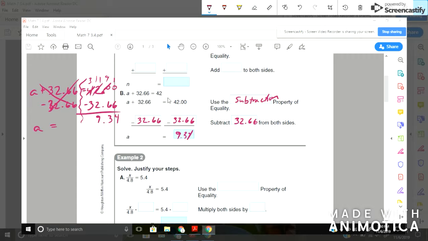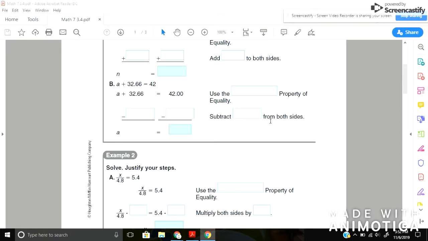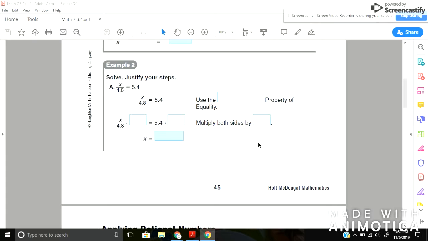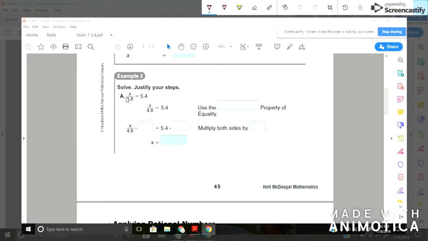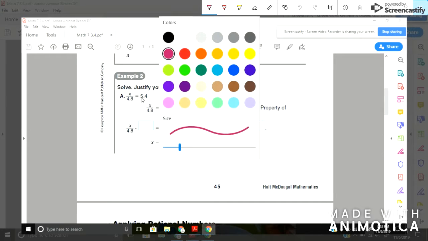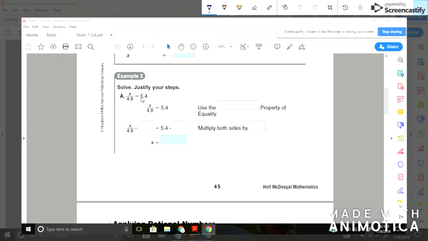When we move on to our next example now, you'll see that we're dealing with another operation. We're not adding and subtracting this time, but we're dividing. So it says x divided by 4.8 equals 5.4. Okay, we are dividing. So to undo our division, we would multiply.